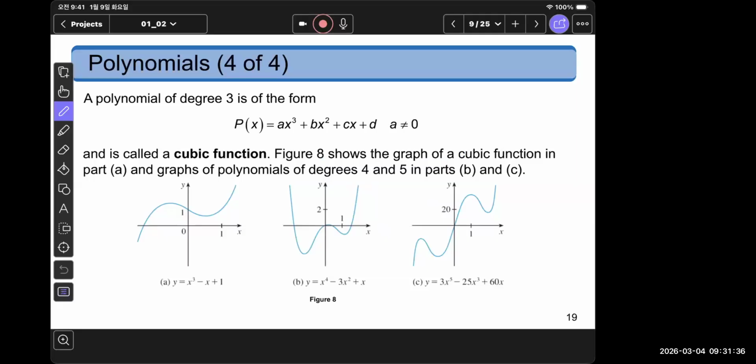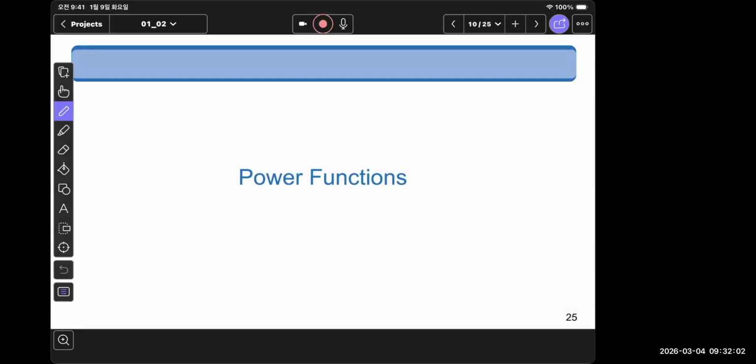If your polynomial has degree 3, then that polynomial will be called a cubic function or cubic polynomial. And in that case, the graph will look like those in figure 8, but there may be some different variations. But anyway, those are the graphs of a cubic function, cubic polynomial.